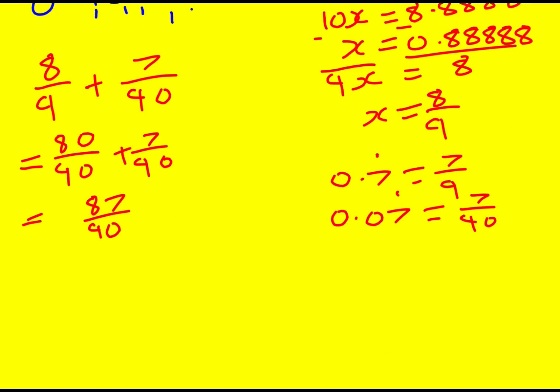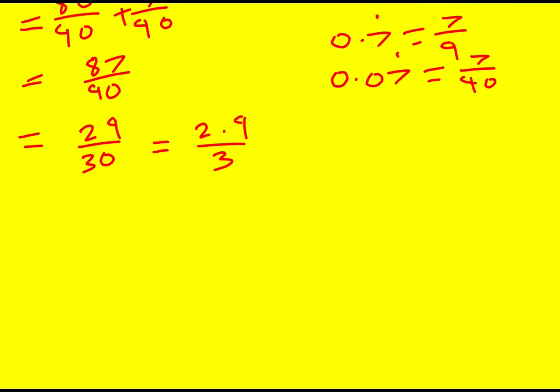I could cancel that down. Yeah, I suppose I could do that. I could divide through by 3. It's going to give 29 over 30. But ultimately, we need to divide, like try and now do a short division. But instead of dividing by 30, we can actually change it to 2.9 over 3. So now it's going to be a lot easier to do the short division.